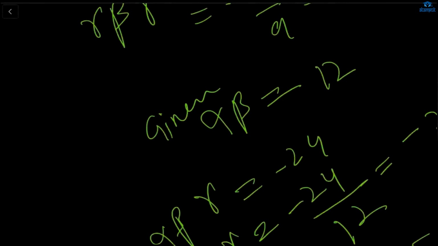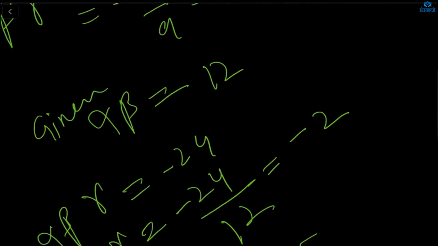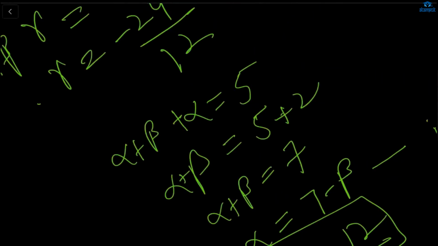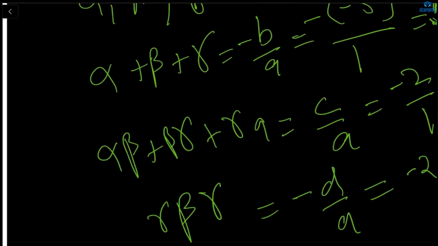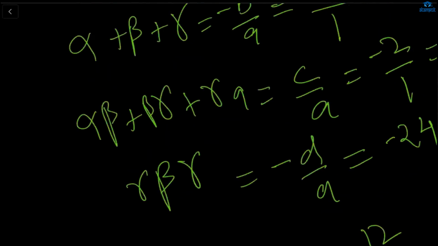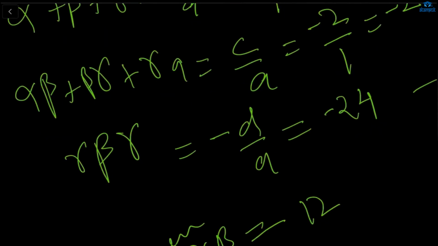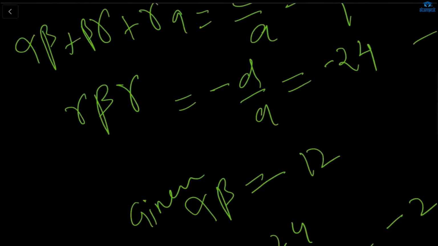So basically, when you are finding this type of question, you have to find the relationship. It was a cubic polynomial, so I got three equations: the sum of the zeros, the sum of the product of two zeros, and the product of the zeros. After that, since alpha into the product of two zeros was given, I used it to find the third zero, and I used that third zero to find out the other two.